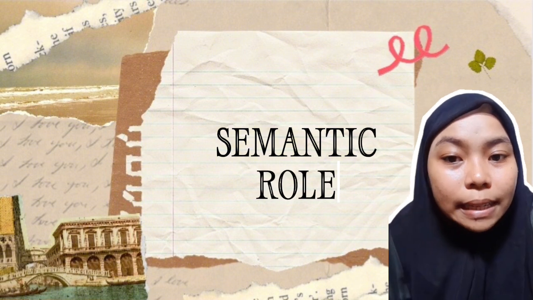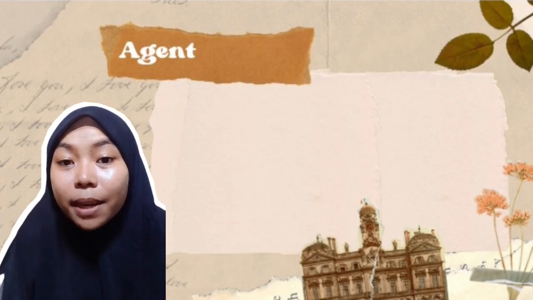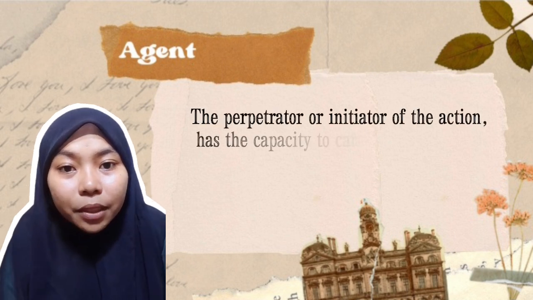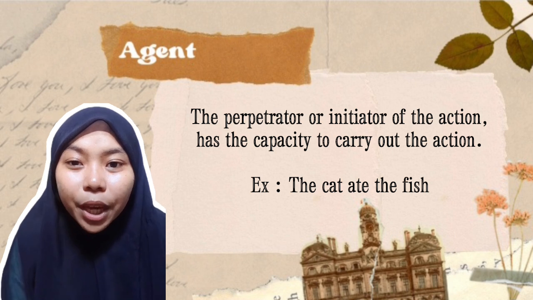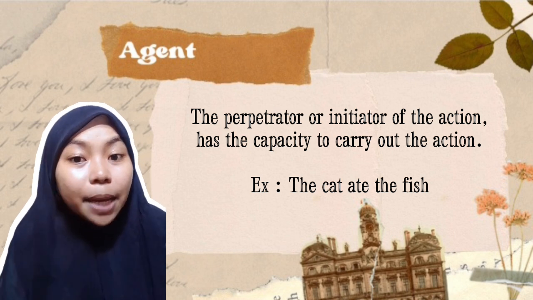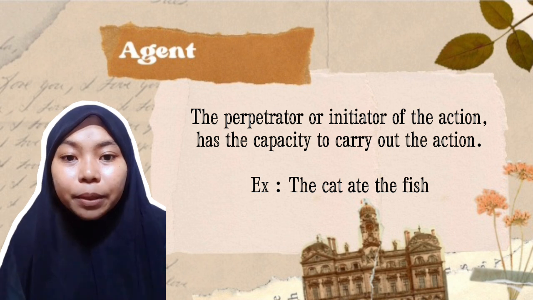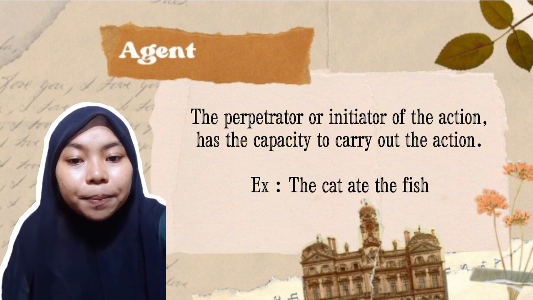Finally, we will discuss semantic roles. There are several types of semantic roles. First, agent. The perpetrator or initiator of the action, who has the capacity to carry out the action. Example: the cat ate the fish. In this example, the cat is doing the eating action, so it's called an agent.